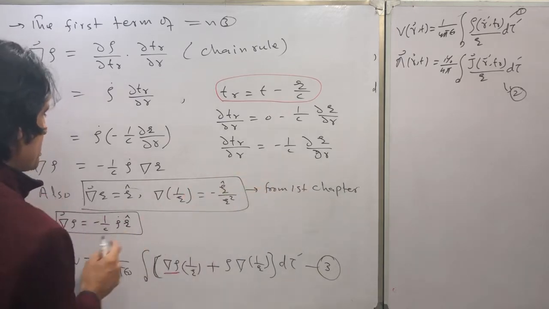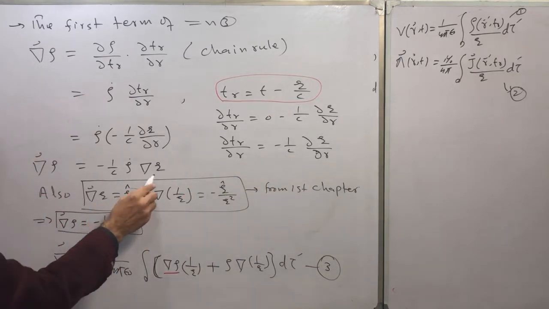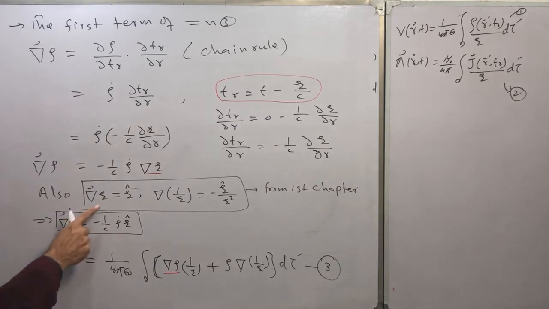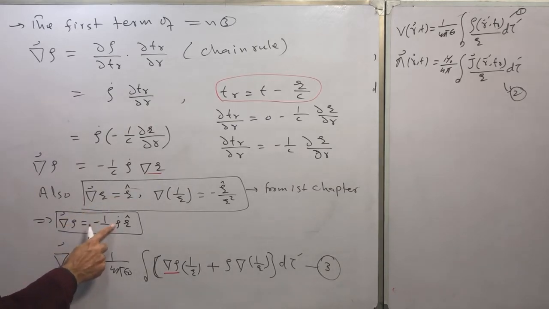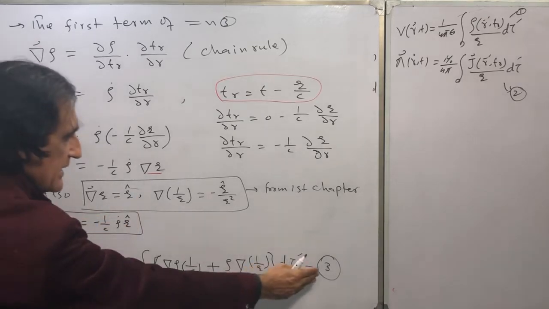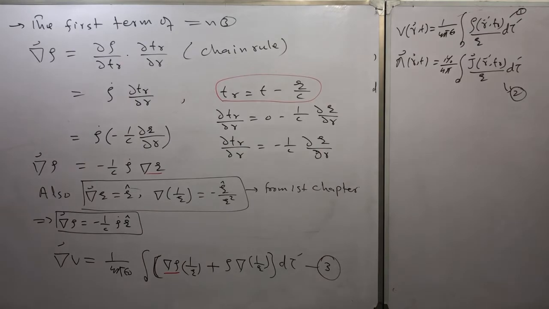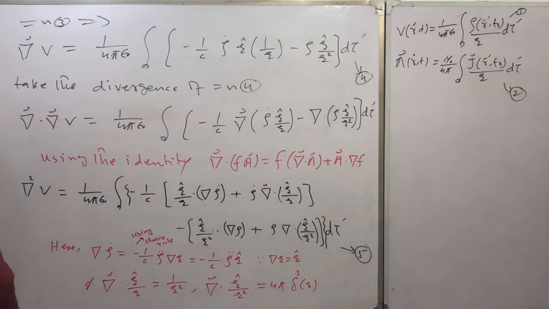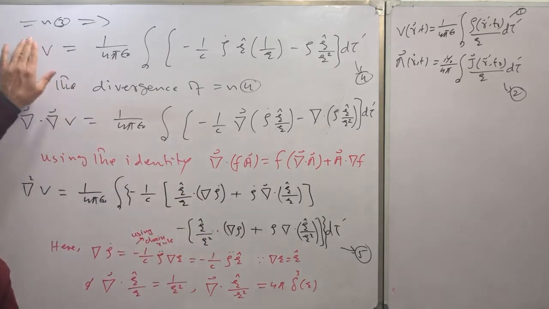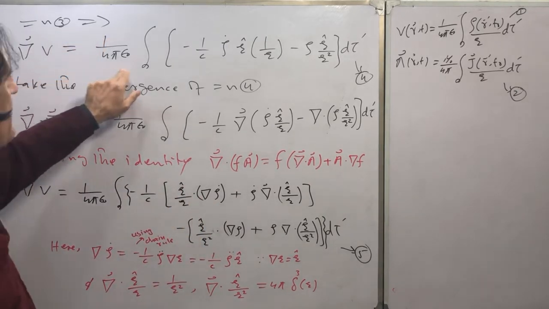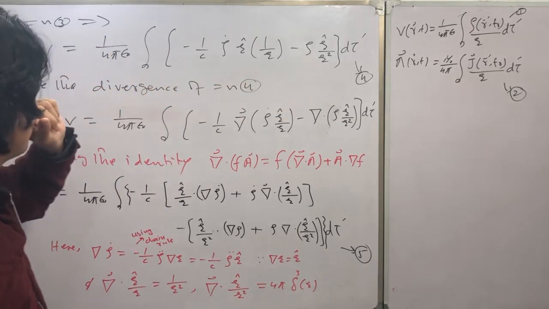This is from the first chapter. So putting here the value of r, delta rho will be equal to minus 1 over c rho dot this. Putting all these values in equation number 3, we can have: now equation 3 implies that delta V is equal to this.